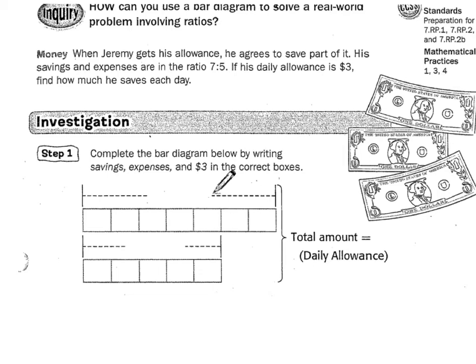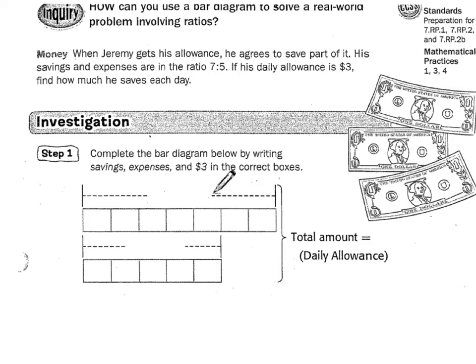Today we're going to look at how we can use a bar diagram to model a situation about ratios so that we can help to solve it. So the story is, when Jeremy gets his allowance, he agrees to save part of it. His savings and expenses are in a ratio of 7-5. If his daily allowance is $3, find how much he saves each day.